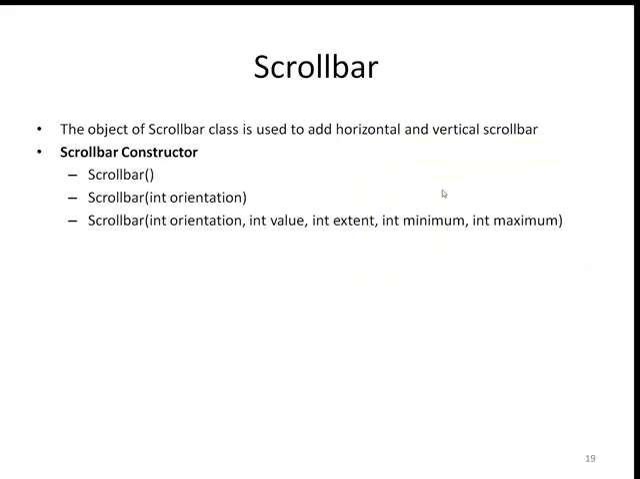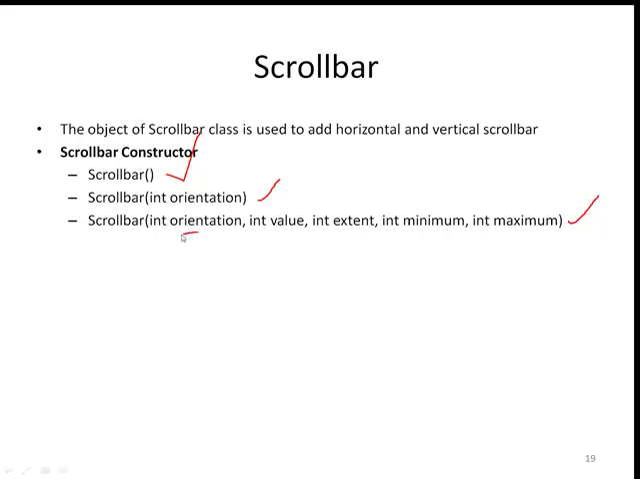Scrollbar component. The object of the Scrollbar class is used to add horizontal and vertical scroll bars. These three are the constructors of the Scrollbar component. First one is Scrollbar(). It constructs a new vertical scroll bar. The second constructor constructs a new scroll bar with the specified orientation. Here orientation means horizontal or vertical. We need to specify it. The third constructor constructs a new scroll bar with specified orientation, initial value, and minimum and maximum values.